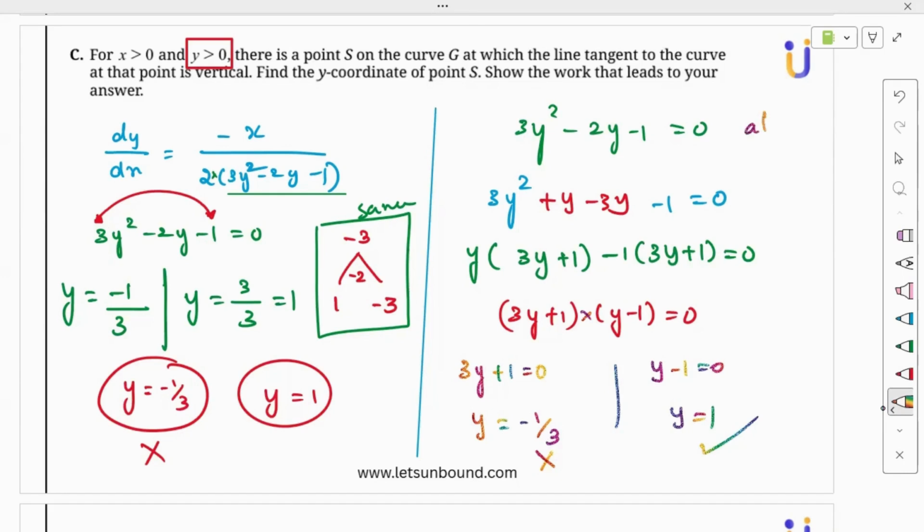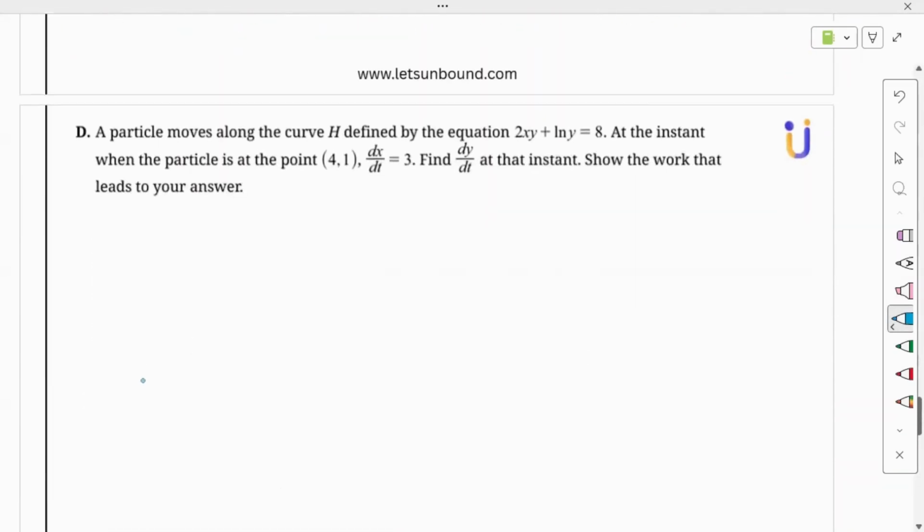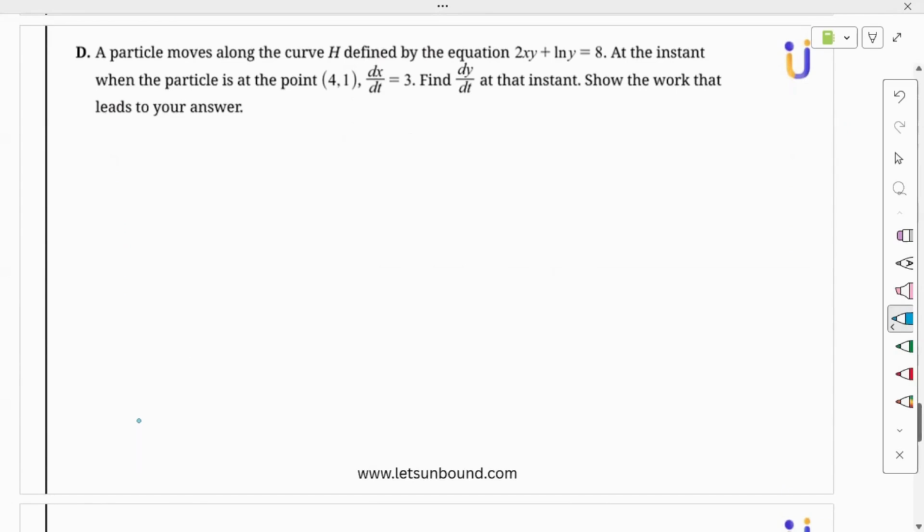Okay, this is another way of solving. You can use whichever is easy for you. Now, part D, the last part of the last FRQ in this playlist. A particle moves along the curve h defined by the equation 2xy plus ln y equals 8. At the instant when the particle is at the point (4, 1), dx/dt is 3. Find dy/dt at that instant.